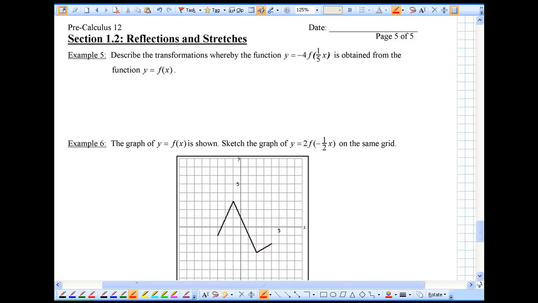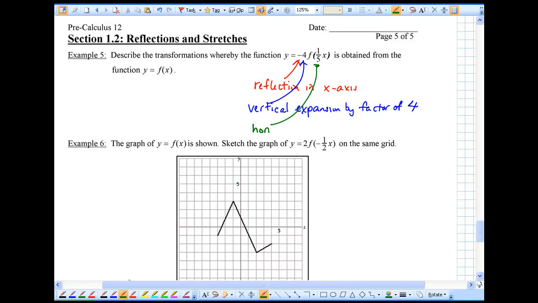Here I see a few things. I see a negative, so of course that's a reflection in the x-axis. The 4 talks about the vertical, and because it's a large number, bigger than 1, it's an expansion by a factor of 4. And that 1/5 is a horizontal. And this one is also an expansion. Remember, it's opposite, by a factor of 1 over 1/5, which is just 5.